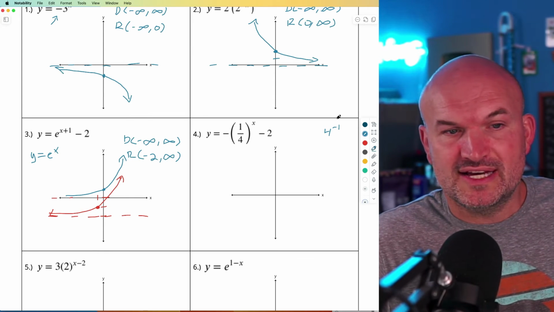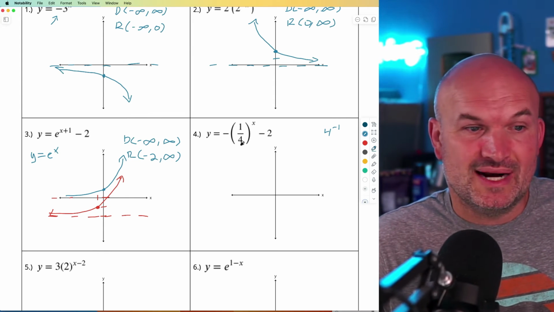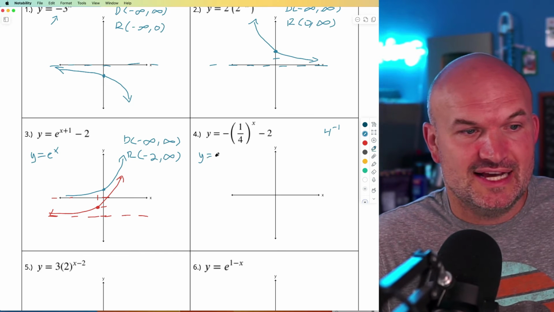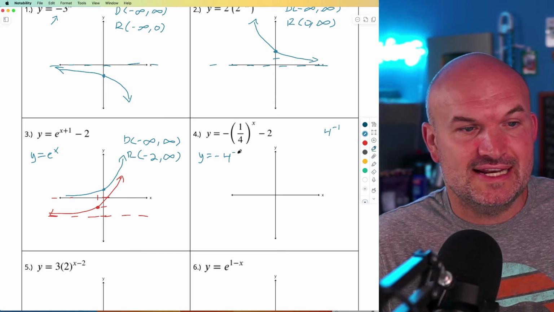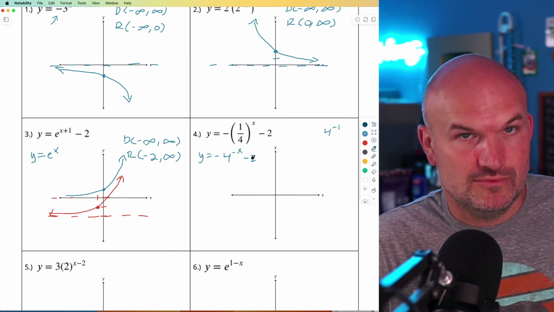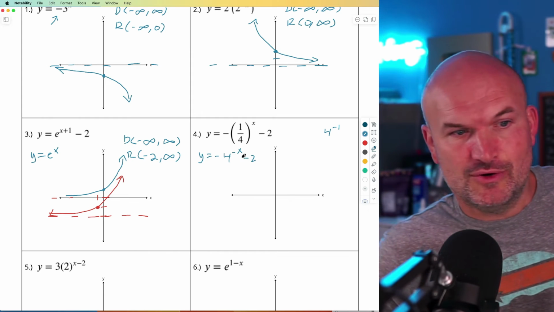Or I'm sorry, our 1/4 is 4 to the -1. So therefore, what I can technically do is rewrite this as -4 to the -x - 2. Okay, so it's really important. A lot of things going on here.